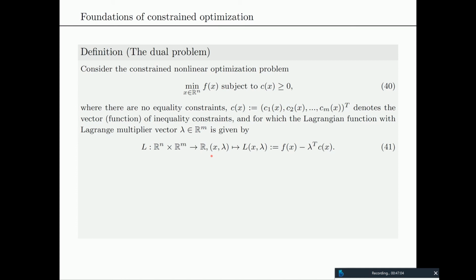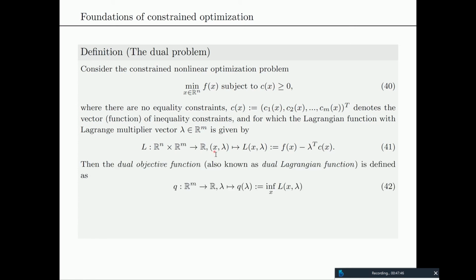Of course, if solving the primal problem is easy, then there's no reason to deal with the dual problem. If it turns out that solving the dual problem is a lot easier than solving the primal problem, then of course this makes sense. So what is the dual problem? Again, we assume that we have a constrained nonlinear optimization problem, and now we only take into account inequality constraints, and we formulate the Lagrangian function.